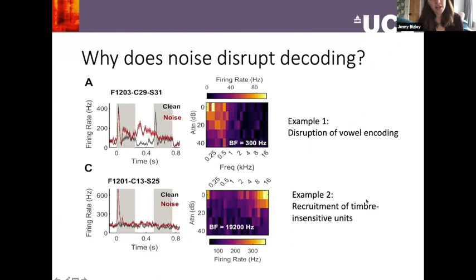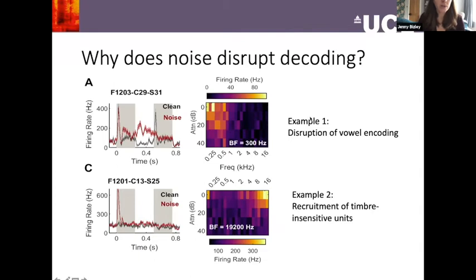There's a second category of unit that we observe, and these are units that, if you can make out the black line here, which is the clean case, don't respond to our vowels at all ordinarily, but when we turn on the noise burst, they respond strongly to the noise burst, and these tend to be high frequency units. So we think it's really a two-faceted problem.